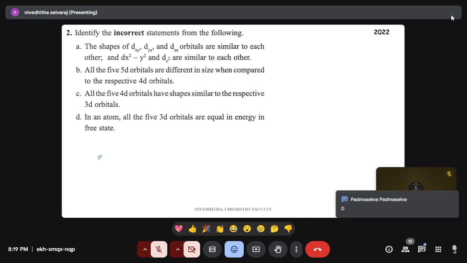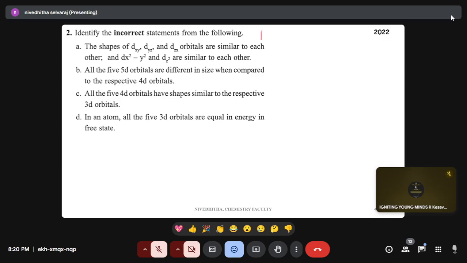dxy, dyz, and dzx, and dx square minus y square have similar energy, ma'am. And dz square differs, I think, ma'am. Okay. We'll see Tatratika. Padma Selva's answer was the fourth option. Okay, we'll check. Before that, we have to know the shape of all the five d orbitals.